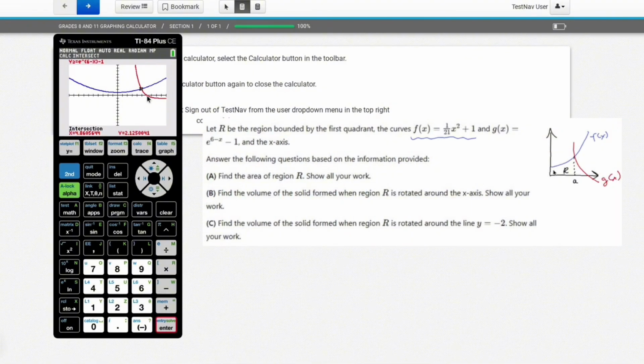Okay, now B is going to be the 0 of the red line. If I want to focus on just one of the lines, what I'm going to do is go to y sub 1 and go to the equal sign and hit enter, so that all I see is the red line. So I'm going to find the 0 of the red line here by going to second, trace to calc, 0.